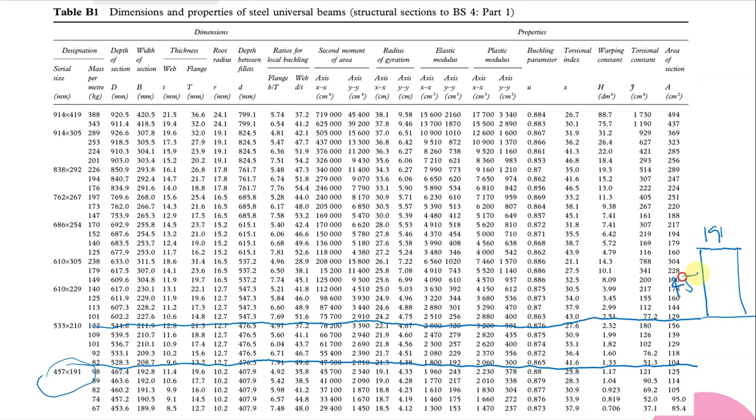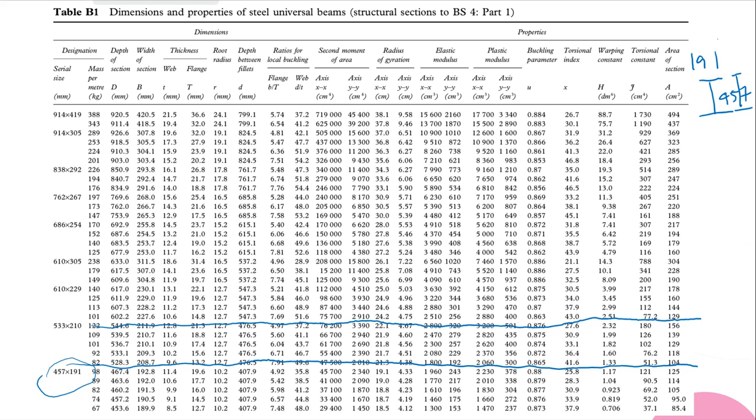457, this is its height. Okay. Of course I know the beam is actually an I section like this. But this is like 457 and this is 191. Okay, that's the example.